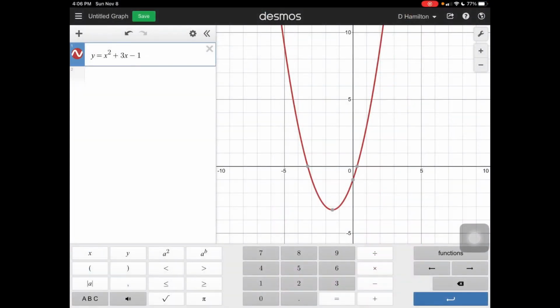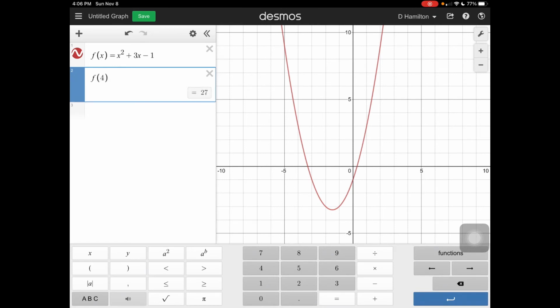Here's how we get Desmos to help us out. You'll notice in that equation we have y equals x squared plus 3x minus 1. Well, we can go right up there and replace y with f of x. And now that's helpful because if I go down to the next row, I can ask to have Desmos evaluate any x value. And it tells me what that f of x is.